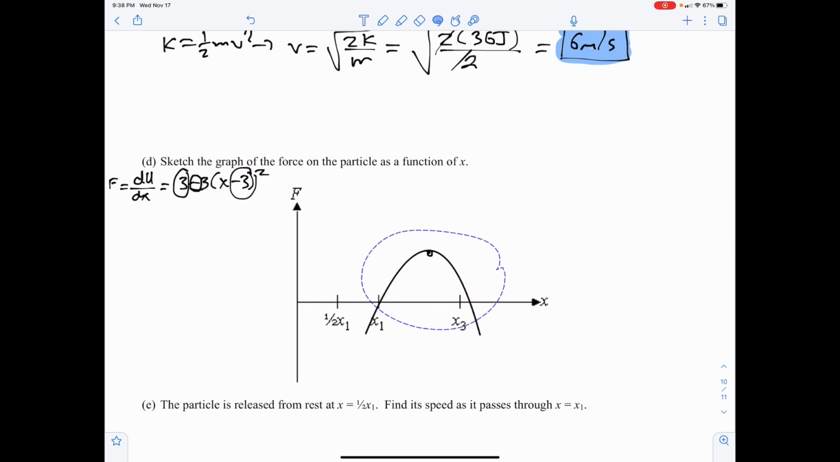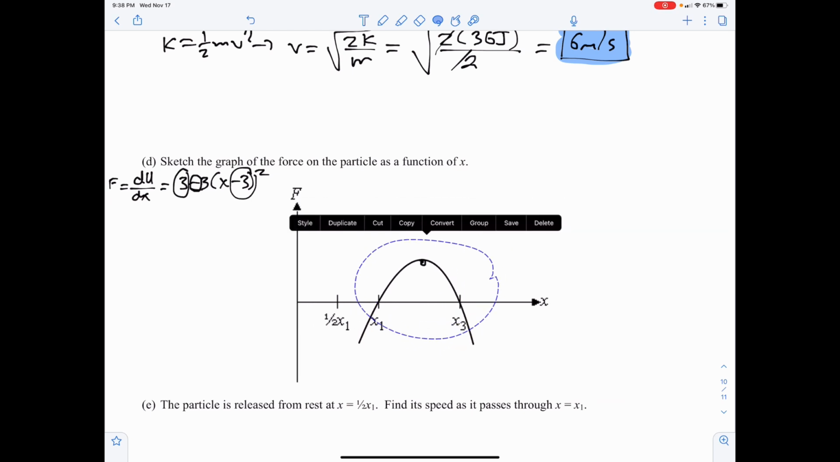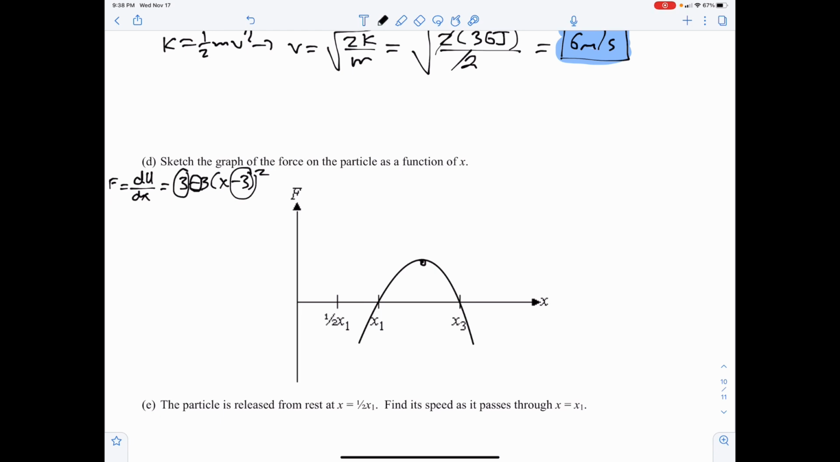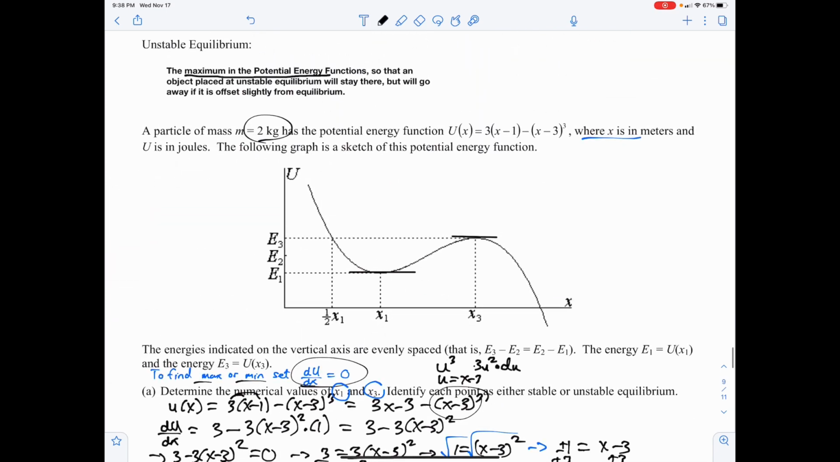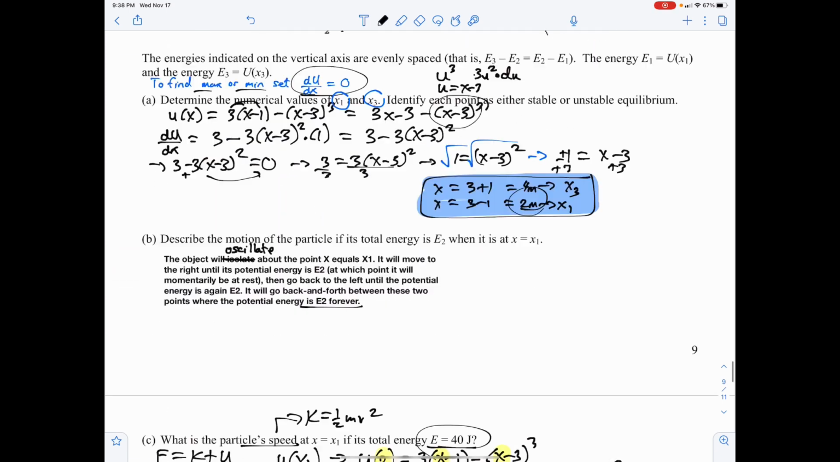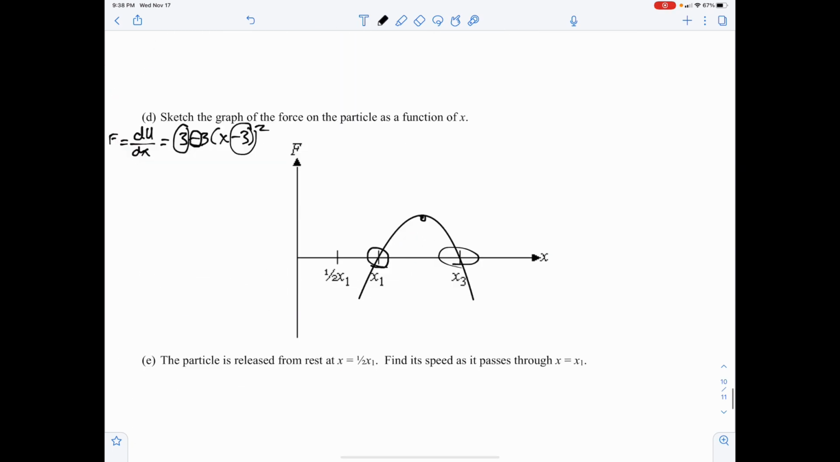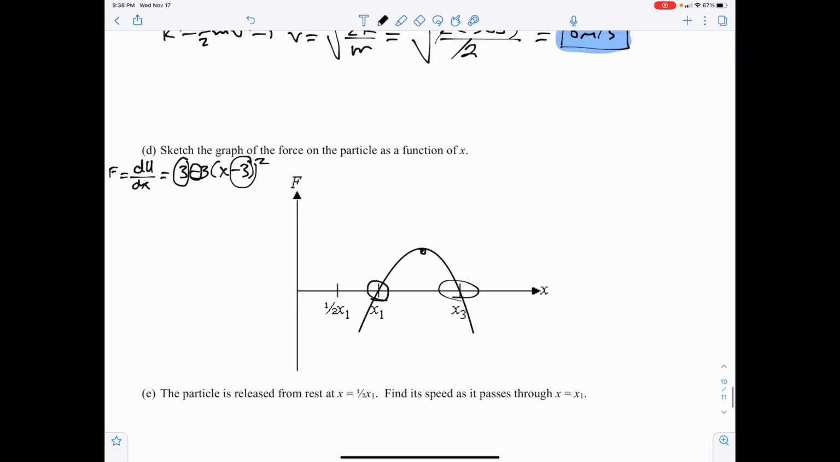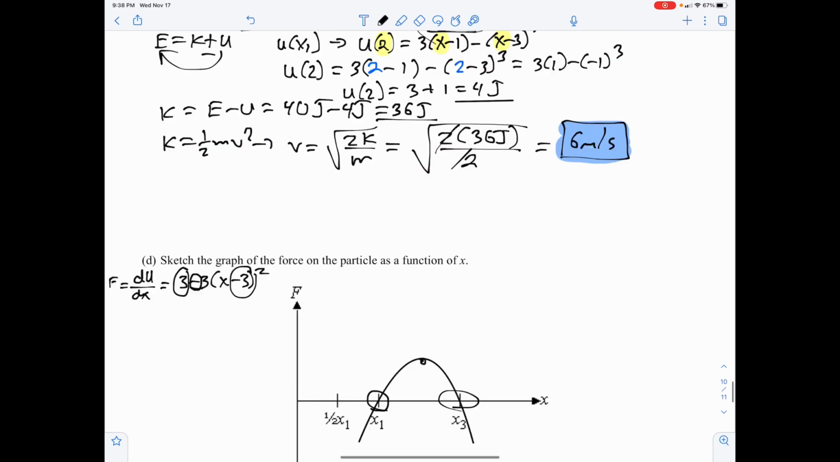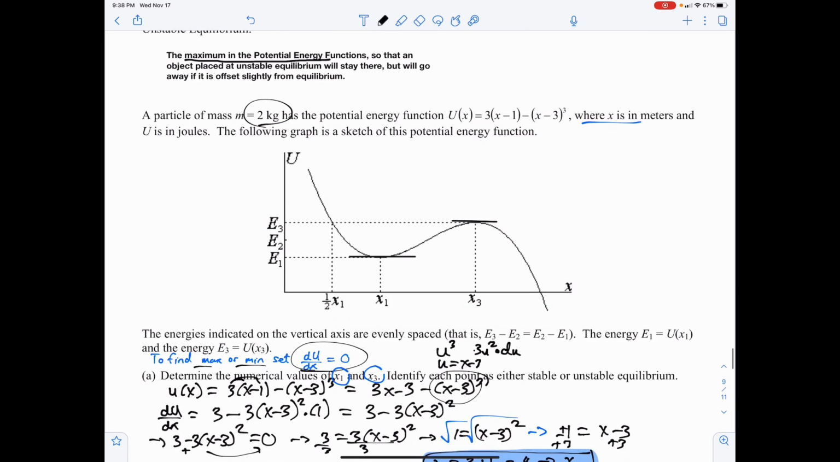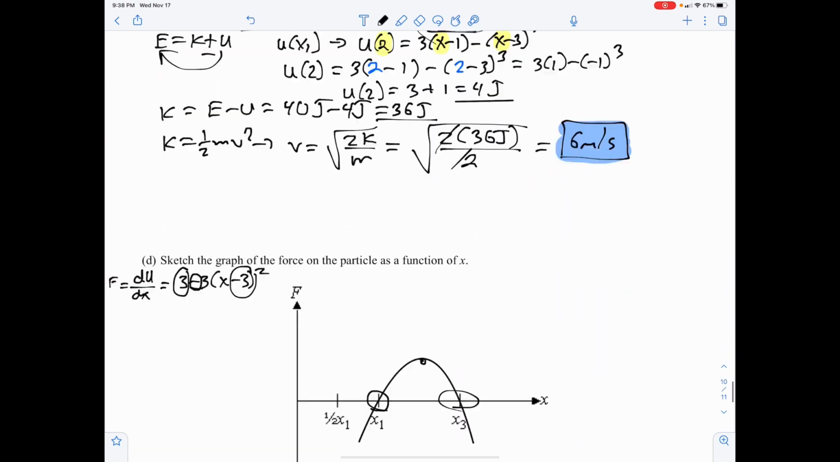Okay, and what that does, guys, is that puts it right there so that you can see that it's going through the x-intercept of x1 and x3. That corresponds to the minimum and maximum. And the peak of the force function is right there at the point of inflection when you change from concave up to concave down.